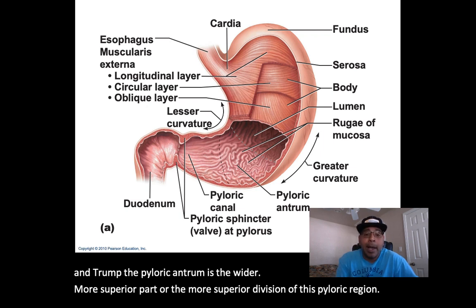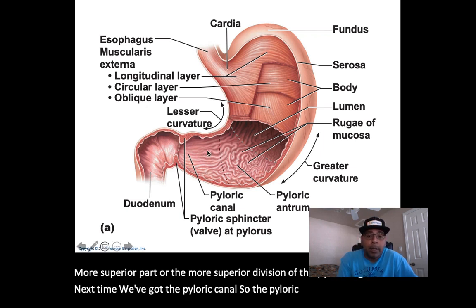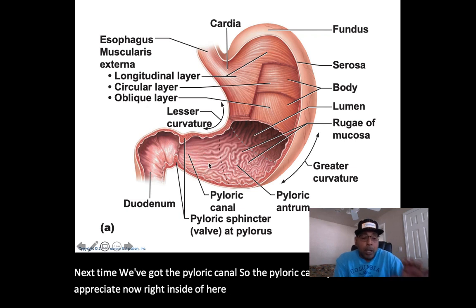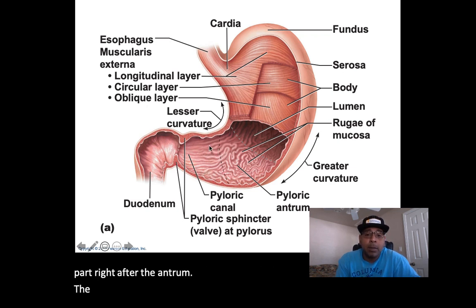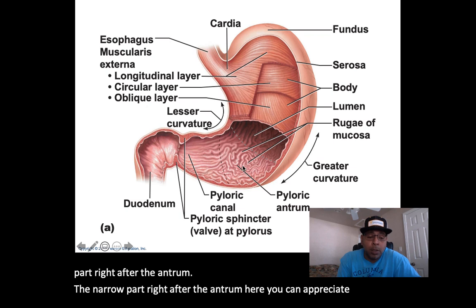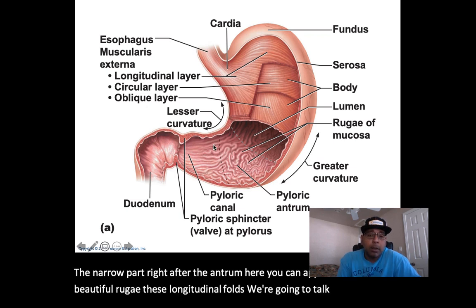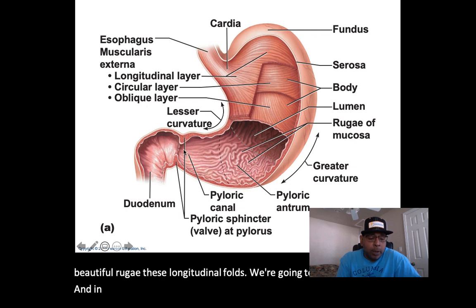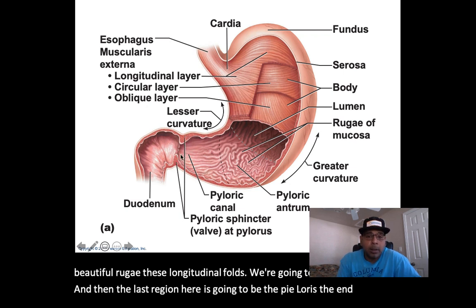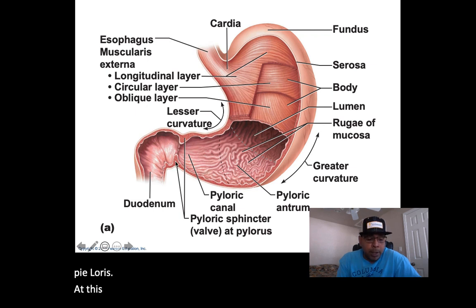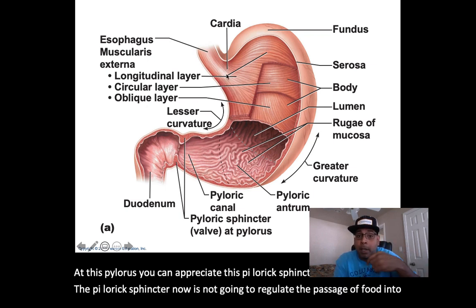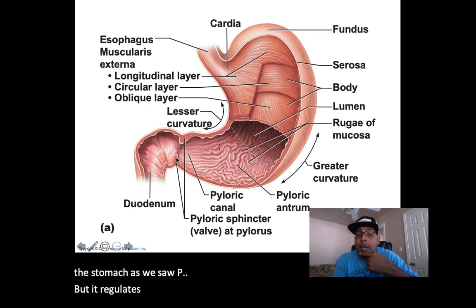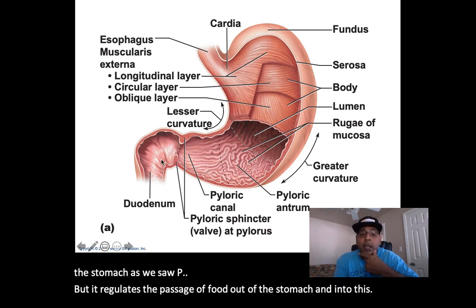Next we've got the pyloric canal. You can appreciate the pyloric canal right inside of here. The pyloric canal is the narrower part right after the antrum. Here you can appreciate the beautiful rugae, these longitudinal folds we're going to talk about. And then the last region is the pylorus, the end part. At this pylorus, you can appreciate the pyloric sphincter. The pyloric sphincter is not going to regulate the passage of food into the stomach as we saw up here, but it regulates the passage of food out of the stomach and into the small intestine, the duodenum.